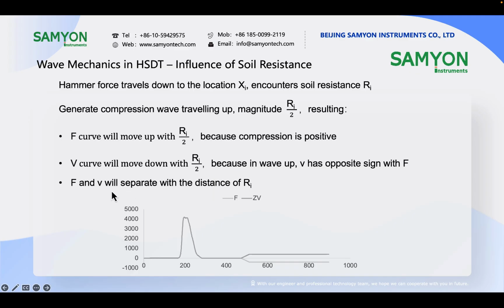So that causes the F and V curves to separate by the distance of Ri. This is how the soil resistance works during the force traveling down in the pile.